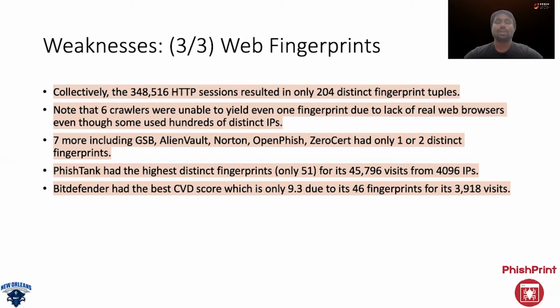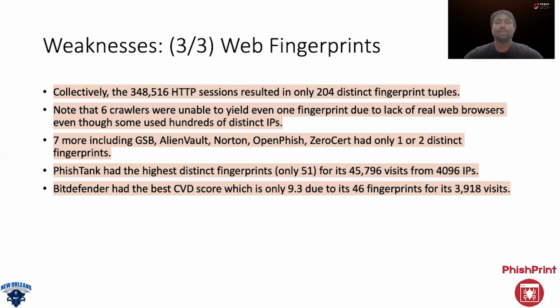The results show that despite about 350,000 HTTP sessions established, we only had 204 distinct fingerprint tuples. Please note that 6 crawlers were unable to yield even one fingerprint due to lack of real browsers, even though some use hundreds of distinct IPs. 7 crawlers, such as GSP, Alien Vault, Norton, OpenFish, and GeoShot, had only 1 or 2 distinct fingerprints. Crawlers such as Phishing had the highest distinct fingerprints, only 51, for its 45,000 distinct visits from 4,000 different IPs.